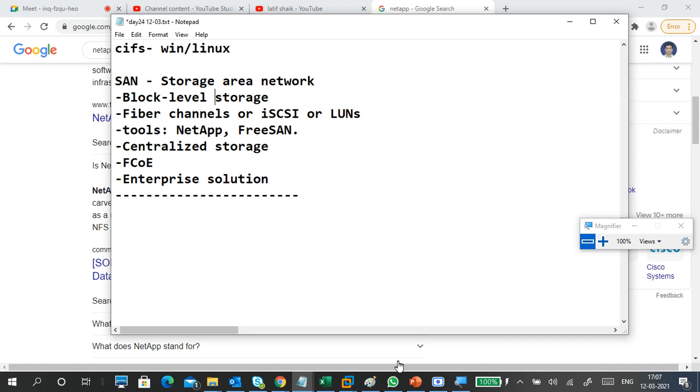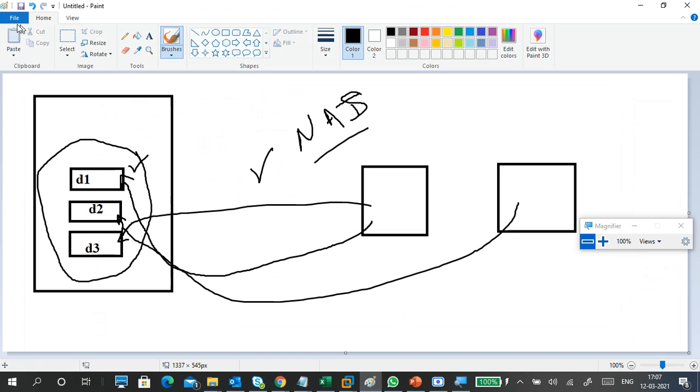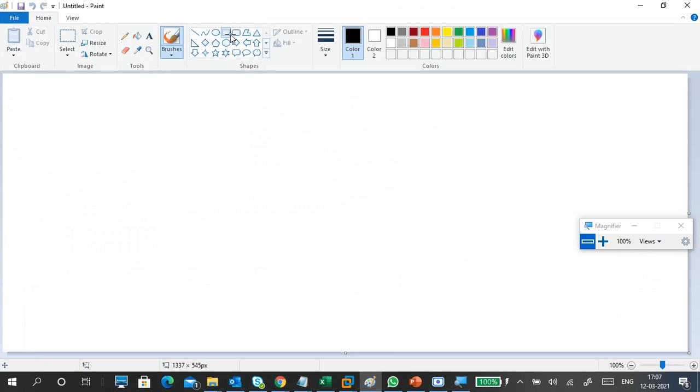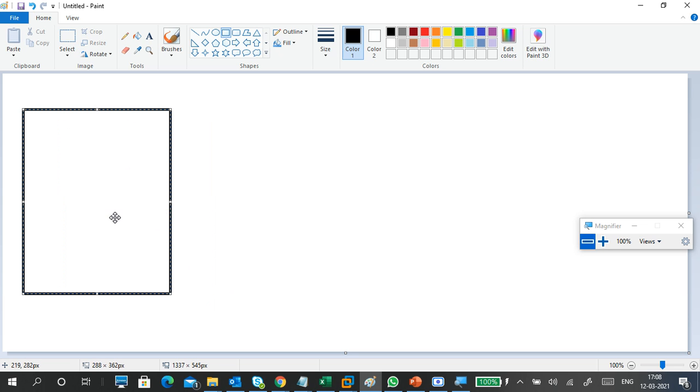So I told you what a block level storage is. There is a little bit of confusion between iSCSI and SAN. It is nothing. iSCSI is converted into SAN by using SAN ways of protocols. Okay, that's what we call a SAN. That's very simple. For example, this is a storage box.